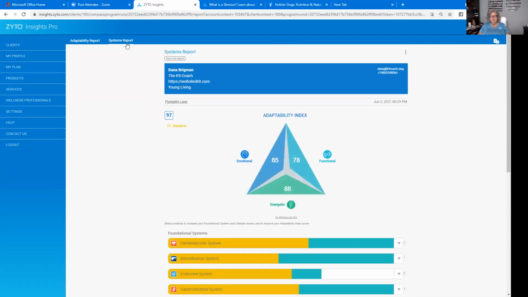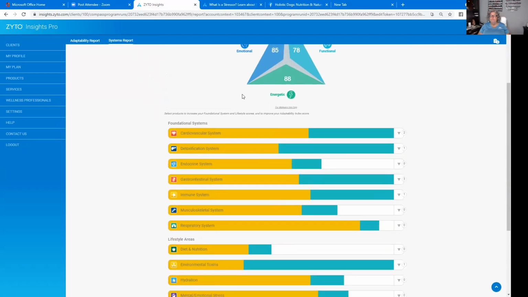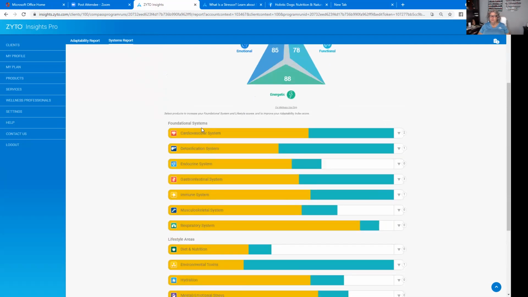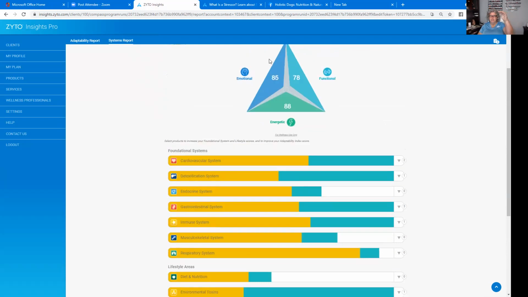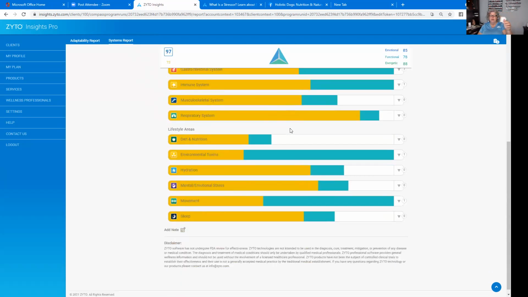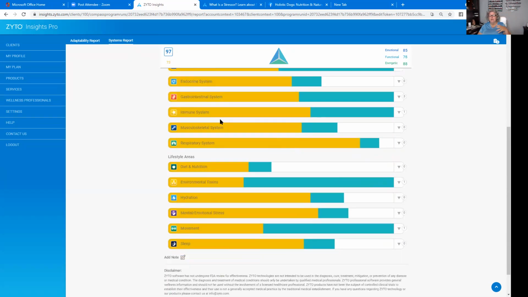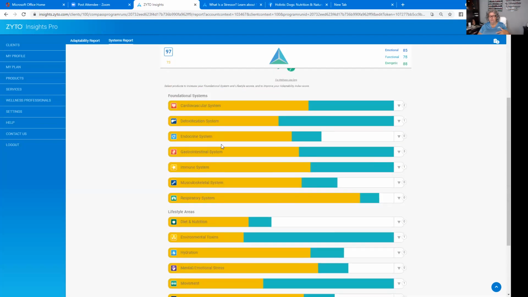We'll then flip over to the systems report. And what you will see is the systems of the body. So remember, we talked about these systems, emotional, functional, and energetic, they're now broken into two categories: the foundational systems that we're all very familiar with, from cardiovascular, endocrine, GI, immune system, musculoskeletal, respiratory, and then the lifestyle factors.